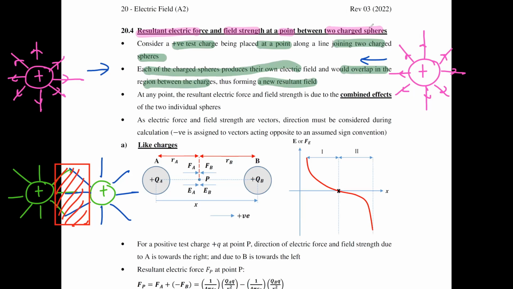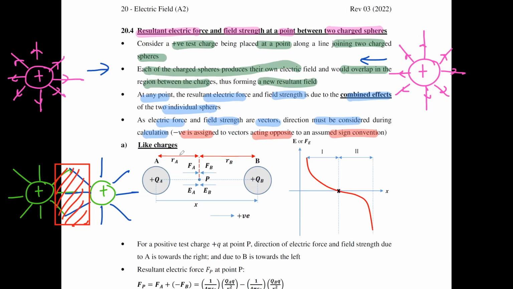At any point inside that region, the resulting electric force and field strength is actually due to the combined effects of the two individual spheres. So how do you find out that resulting field strength or force? It is by considering that the force and field strengths are vectors, you consider the directions accordingly during your calculation, whereby you assign a negative sign to vectors acting opposite to some assumed positive direction or to an assumed sign convention.